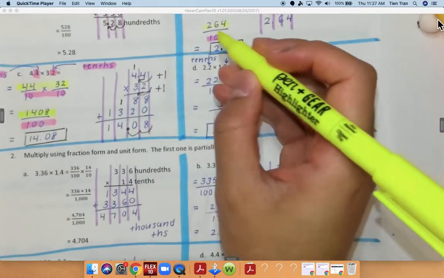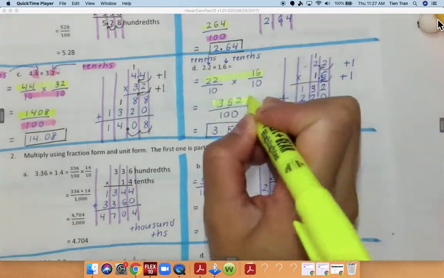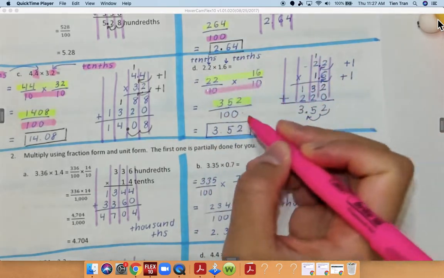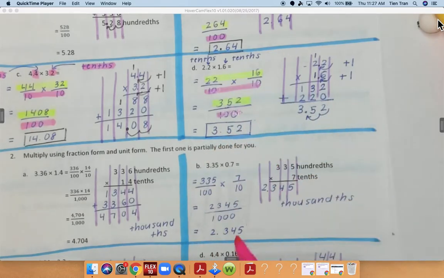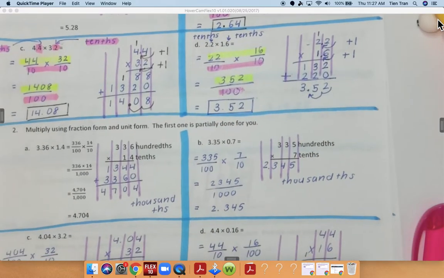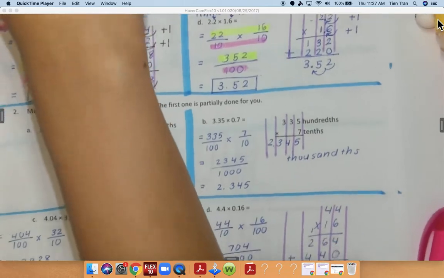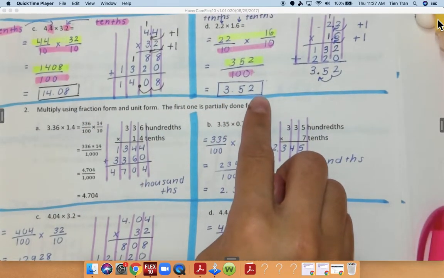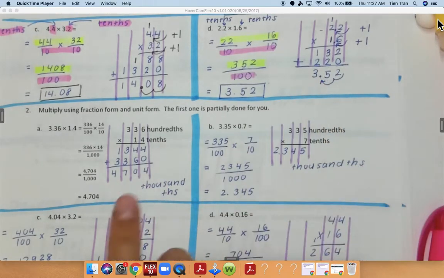First, I multiplied 22 times 16, which gives me 352. And then I multiplied in my denominator 10 times 10, which is equal to 100. Okay, and notice that my denominator is in the hundreds, so I'm making sure that my 2 is also in the hundreds. You can also do it this way for standard algorithm.